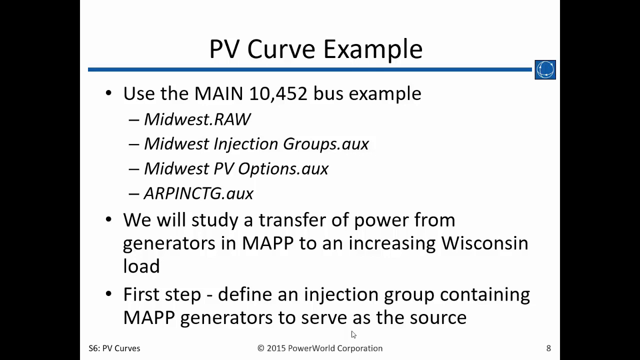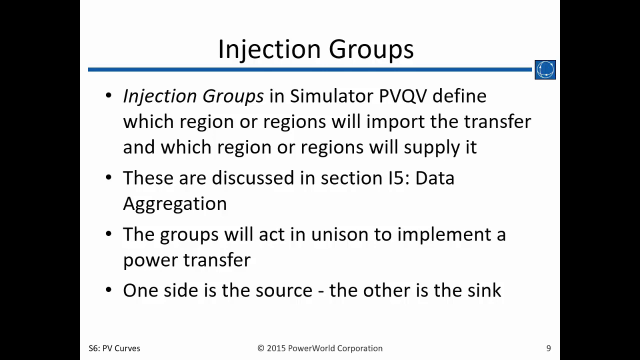We're going to study a power transfer from generators in MAP, which was an area in Minnesota, to an increasing Wisconsin load. The first step of that is defining an injection group containing the MAP generators to serve as the source. The injection groups in Simulator PVQV define which region or regions will import the transfer and which region or regions will supply it. These are discussed in section I5, data aggregation. That section talks about how you define injection groups, which is what we're going to need here for the PV analysis. These groups act in unison to implement a power transfer. One side is the source and the other side is the sink.